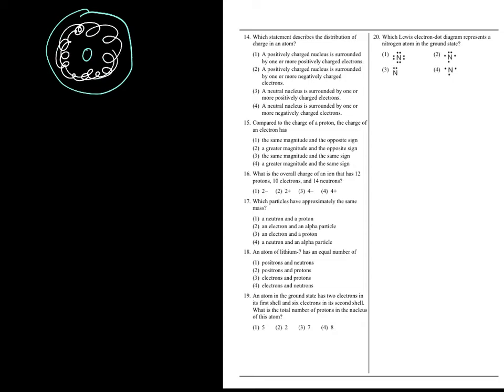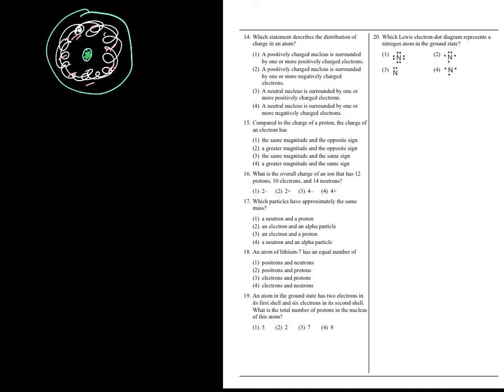Number 14, which statement describes the distribution of charge in an atom? So let's think about the basic model of an atom. You have the nucleus, which is the dense center, and then you have the rest of this electron cloud here with all the electrons and these orbitals. These electrons are all negatives, somewhere here, here, and there. And then inside the nucleus are all positives and zeros, positives and zeros, positives and zeros.